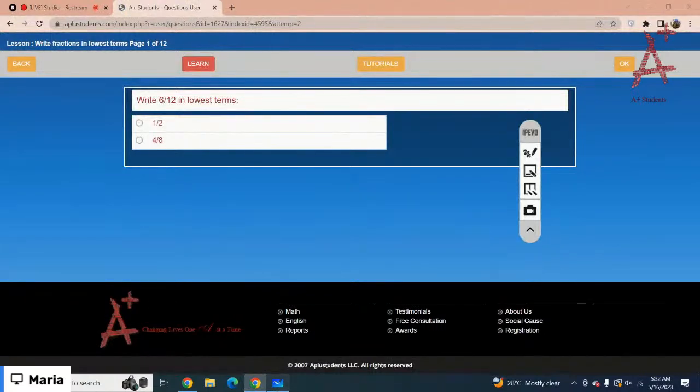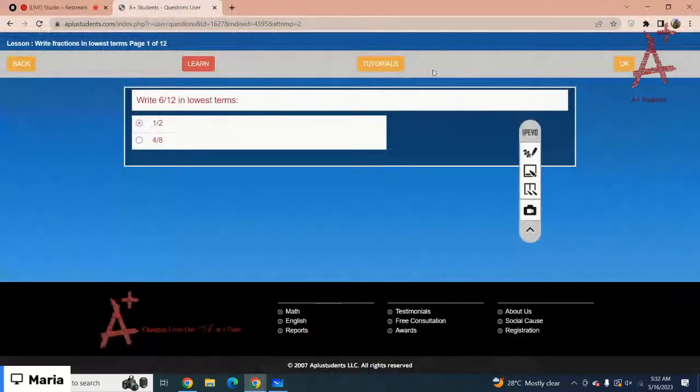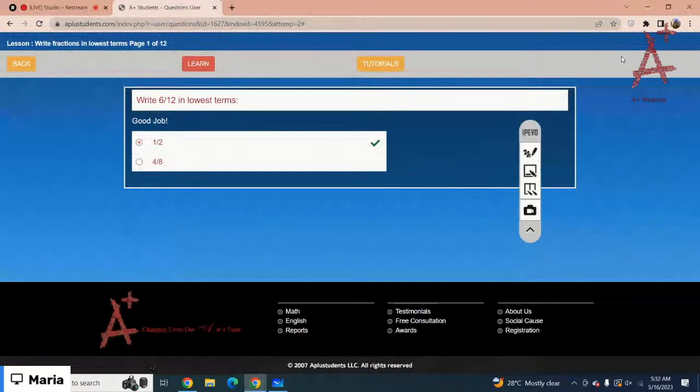Like for this one, you have 6 over 12. You have to think of the number in which you can divide them both. You can divide them by 2, by 3, but you have to look for the greatest number that can divide both. Got it? Which number is the greatest? The greatest number would be 6. 6 times 1 is 6 and 6 times 2 is 12. If you can divide them by 2 or 3, you have to divide again. So you have to look for the greatest number that can divide. Got it? It would be 1 over 2. Got it?